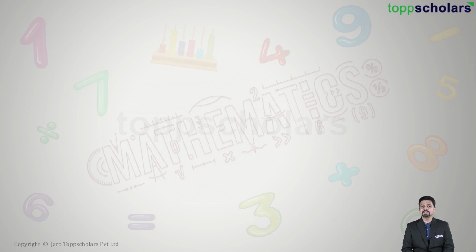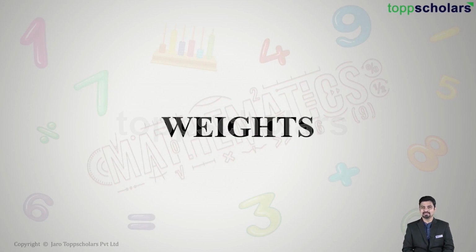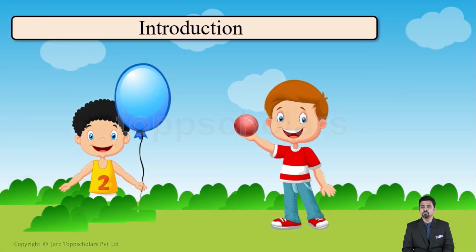Today, let us study about weights. We see two boys over here. One boy on the left is holding a balloon, whereas the boy on the right has a cricket ball in his hand. The question is, which object is heavier and which is light? The ball is obviously heavier.